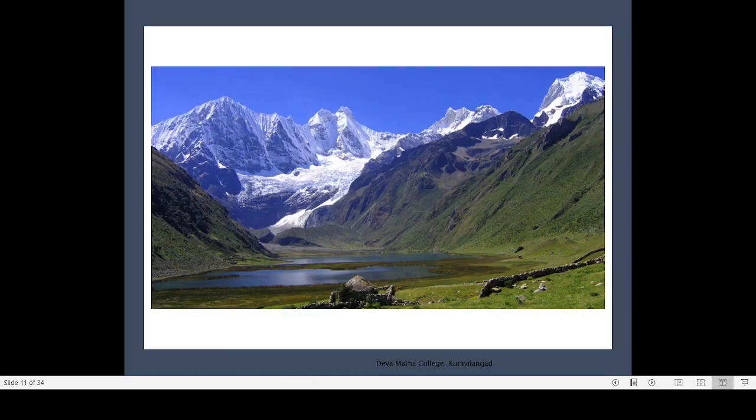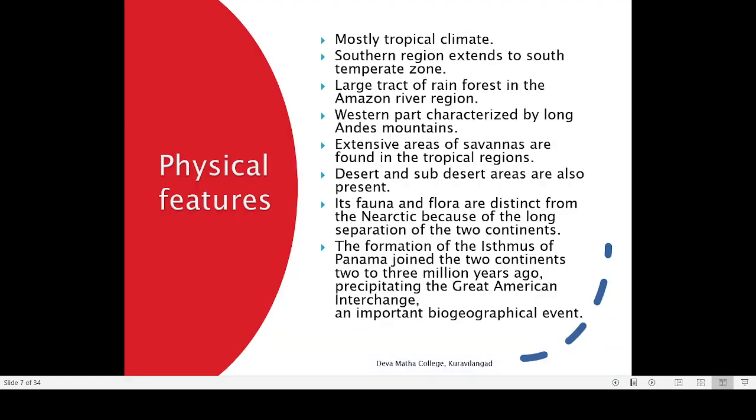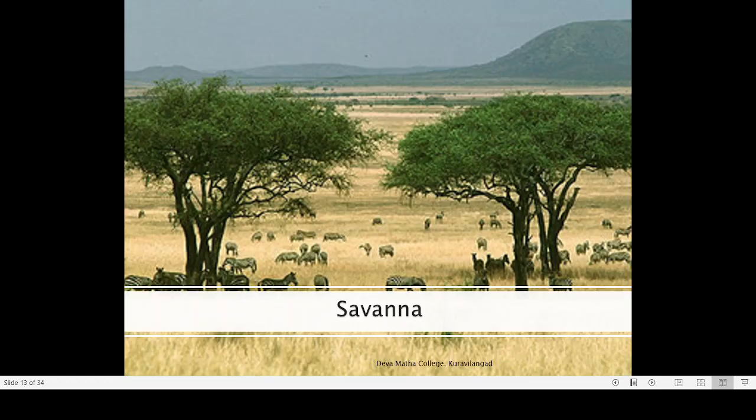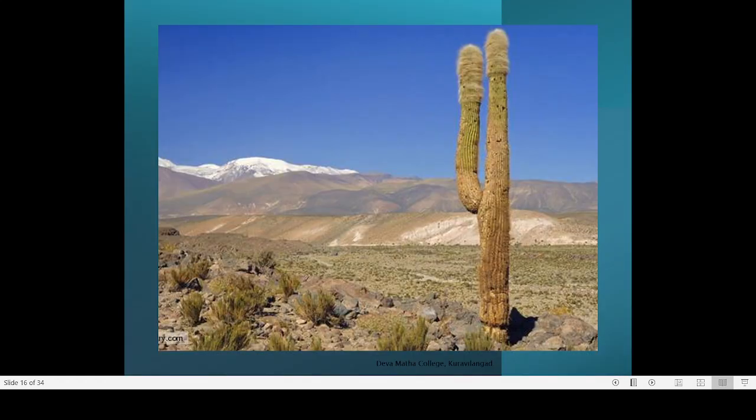Now the next point is that desert and sub-desert are also present. That is because of the presence of the Andes mountain range. Because of the Andes mountain range, many areas of South America are facing desert, especially the western region of South America. Here I will show you the desert region. This is the Atacama Desert of South America.